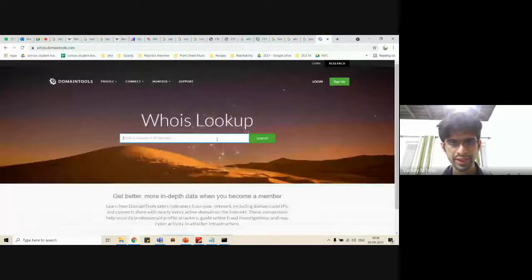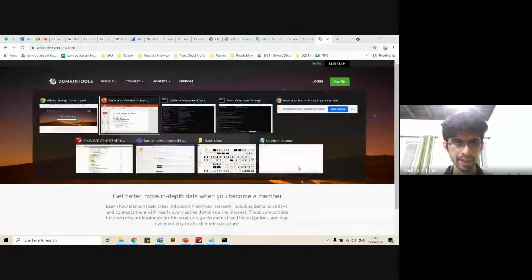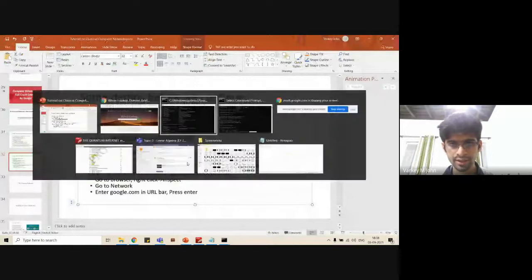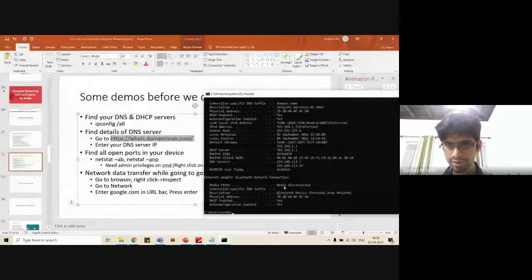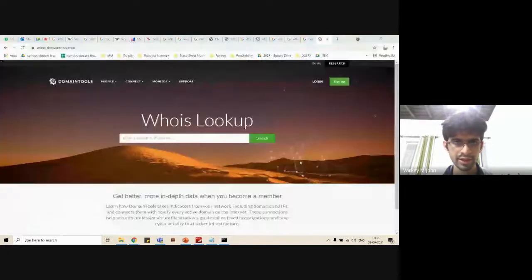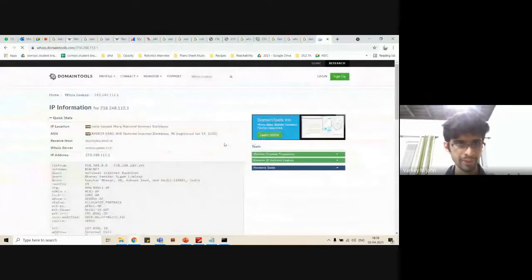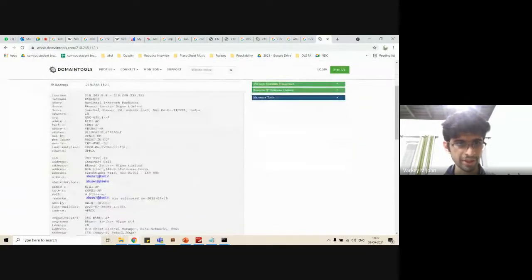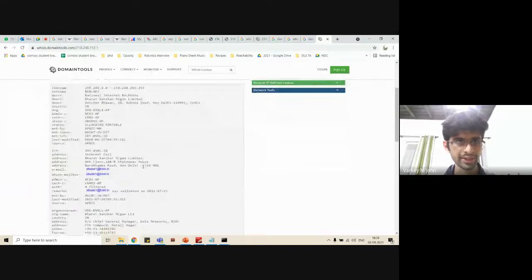So this basically gives you information about the IP addresses that you are giving. So yeah, this is a DNS server. I'm checking where this DNS server is, what it is, who is owning it. For me, it is going to the Indian Sansad Internet Backbone. So it's BSNL's DNS server. You can find all the details about this particular server.